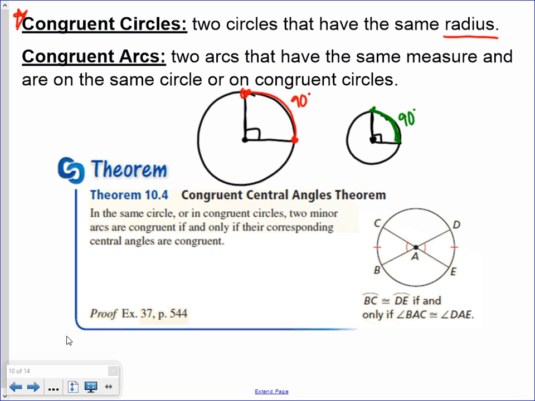Correct. It's because they have the same measure, but they're not on congruent circles. These two circles are not the same size. So they do have the same measure as each other, but they're not the same size because they're not on two circles that are the same size. So this would be an example of arcs that have the same measure, but they're not congruent to each other.